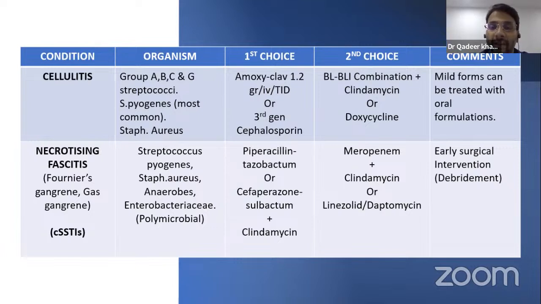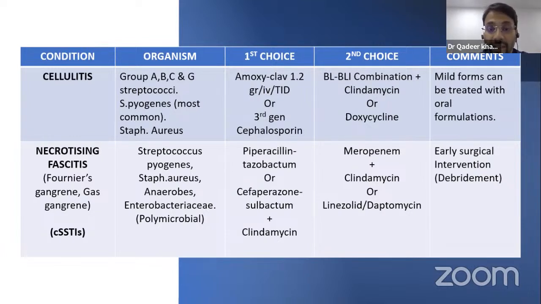If the patient is an outpatient, we can treat with a beta-lactam/beta-lactamase inhibitor combination like amoxicillin-clavulanate or a third generation cephalosporin. As a second choice, along with clindamycin or doxycycline, mild forms can be treated orally. If the patient develops a necrotizing infection, the most common organisms include again Streptococcus pyogenes, Staph aureus, anaerobic groups, and also Enterobacteriaceae; polymicrobial growth can also be seen.